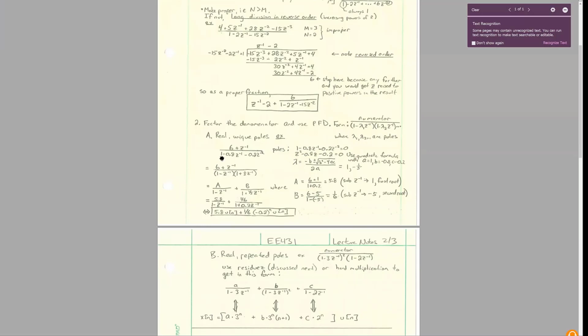So I've given you this example. I've isolated the denominator here. I've multiplied through by z squared. And now it's just a plain old quadratic formula like you saw back in high school. You throw it in, and you get these roots.